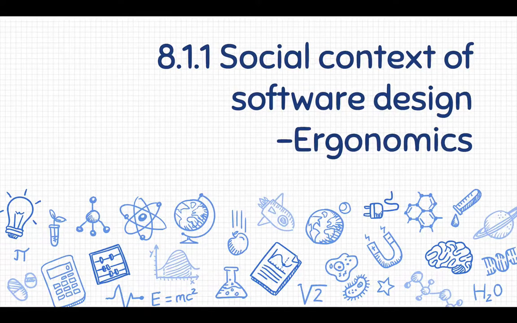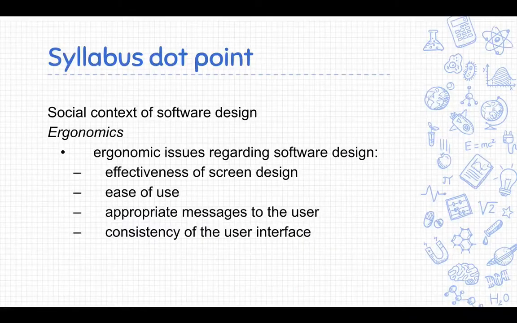Okay guys, welcome to your video tutorial for 8.1.1. There are two kinds of subheadings under this dot point, the social context of software design. The first one is ergonomics and the second one is inclusivity. So we are going to look at ergonomics first. This is the dot point that we're going through today, ergonomic issues regarding software design.